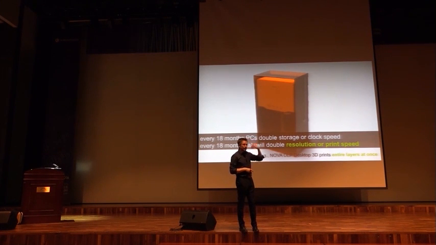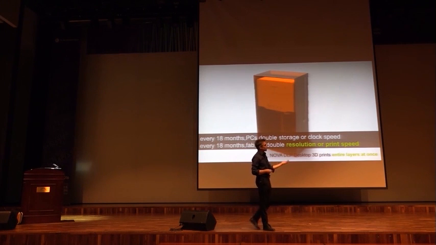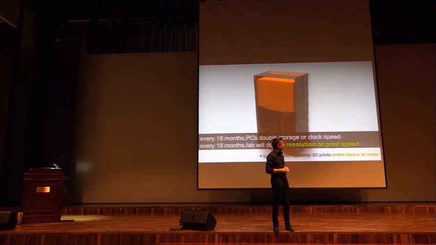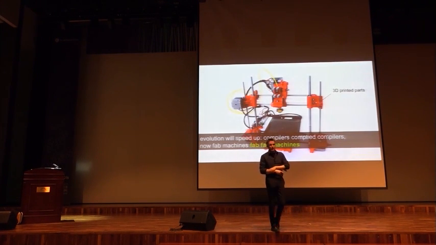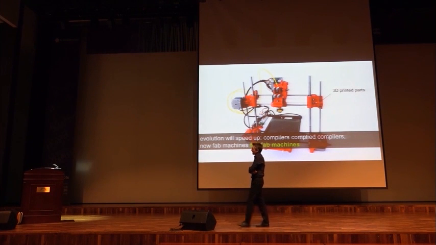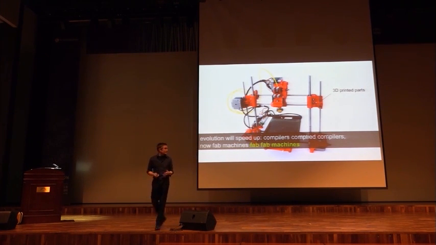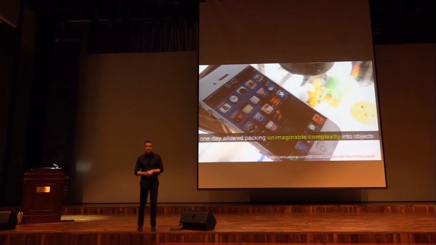The same way we have double storage and double processing every 18 months, we're going to have double resolution and higher print speeds. We already have fab machines that make more fab machines, so they're self-replicating to speed things up. We're going to produce objects of unimaginable complexity. This is a paper model here, but some people are debating how this could go.